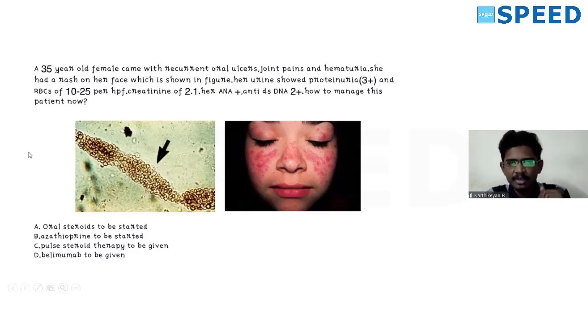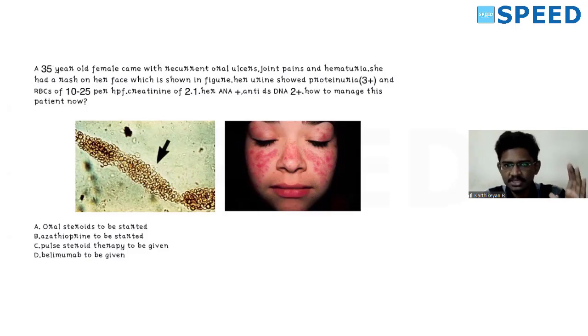A 35-year-old female came with recurrent oral ulcers, joint pains, and hematuria. She had a rash on her face, which is shown in the figure. Her urine showed proteinuria 3 plus and RBCs of 10 to 25 per high-power field. Her creatinine is 2.1, ANA plus, anti-dsDNA 2 plus. How to manage this patient now?